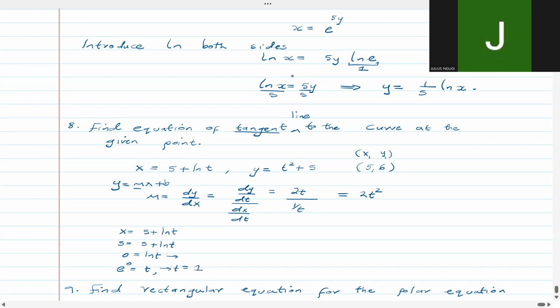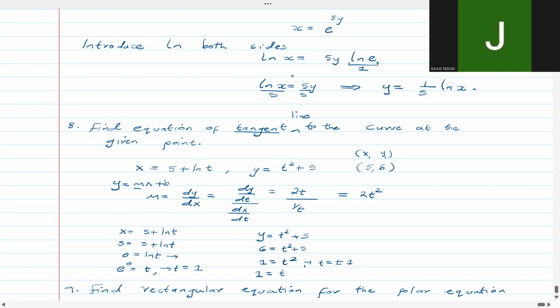Again, we can confirm that by y equals t squared plus 5, because in this case y is 6, so 6 equals t squared plus 5. Then we solve for t squared, and on this side we get 1. So t equals plus or minus 1. But because we are looking for time, t is positive. We neglect minus 1, so t equals 1.